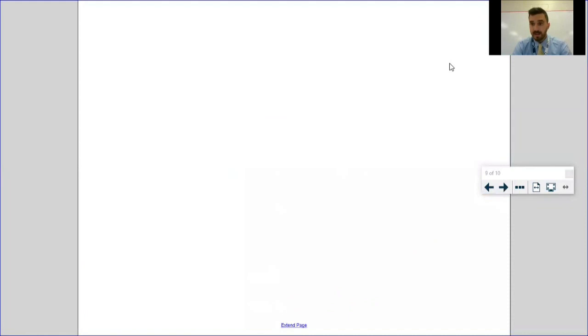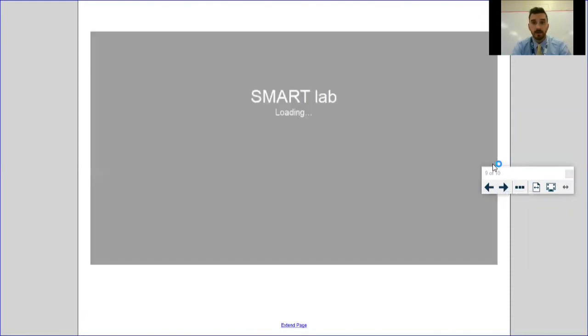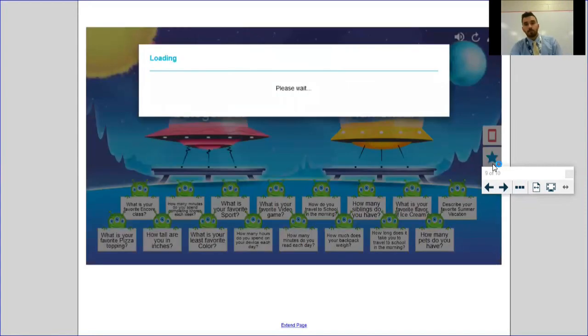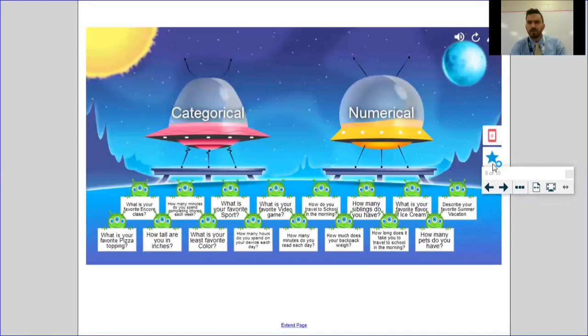But we actually can do a little bit of practice here together. I wish you guys could be in the classroom to do this with us. But what we've got is, I don't know if you can see this on my screen. I'm hoping you can't because it's right in the way. But you see we got two spaceships. We got a categorical one and a numerical one.